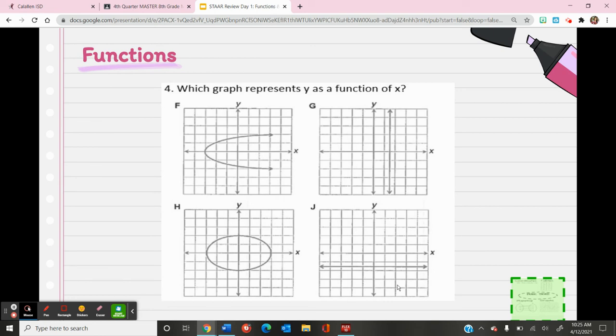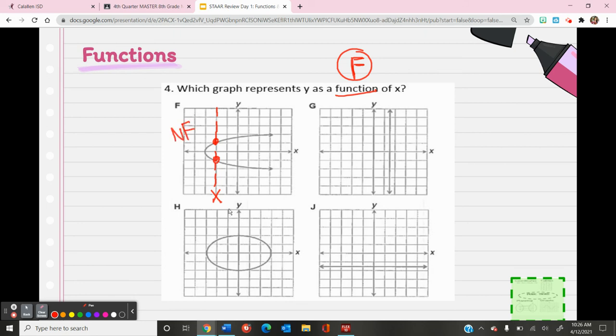So for number 4, it says, which graph represents y as a function of x? Now remember, whenever we're looking at graphs and trying to determine if they are functions, we have to check to see if they pass the vertical line test. So here, again, we are looking for the one that is a function. So it has to pass the vertical line test. So looking at letter F, I'm going to go ahead and draw my vertical lines. And here I see it automatically already does not pass the vertical line test. So this is not a function.